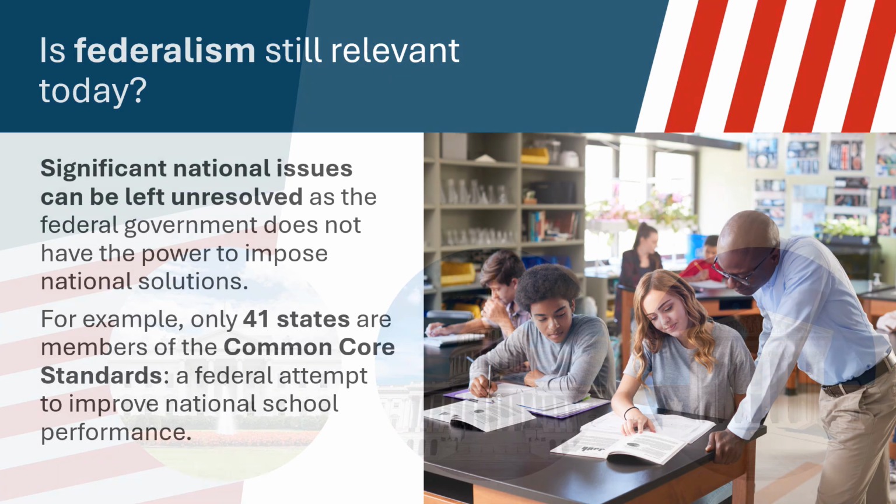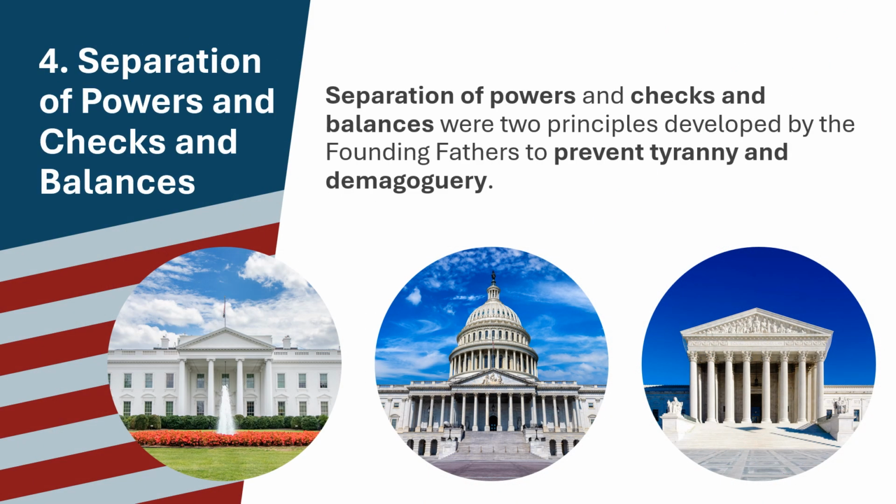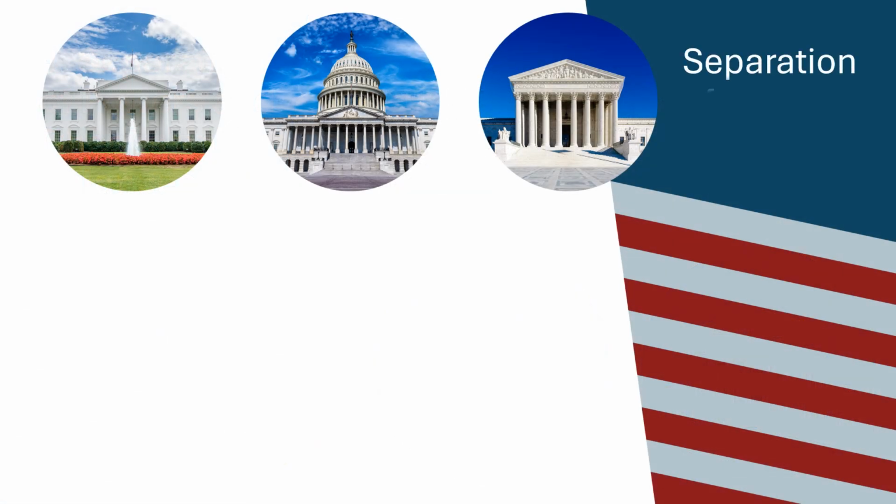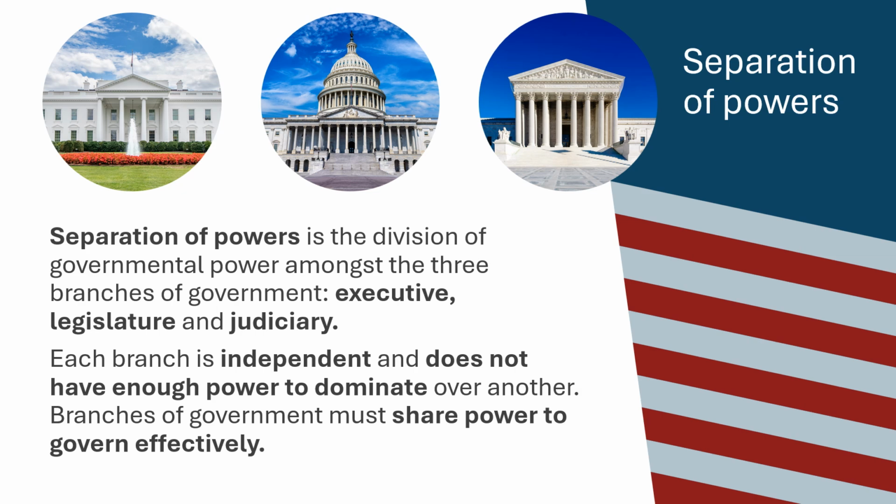The fourth principle of the Constitution is separation of powers and checks and balances. Separation of powers and checks and balances were two principles developed by the Founding Fathers to prevent tyranny and demagoguery. Separation of powers is the division of governmental power amongst the three branches of government: the executive, the legislature, and the judiciary. Each branch is independent and does not have enough power to dominate over another. Because of this, branches of government must share power to govern effectively.